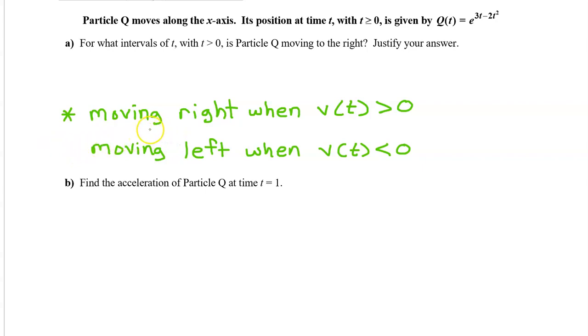Here's a fact that you need to have memorized to answer questions like this. A particle will be moving to the right when the velocity is positive, and the particle will be moving to the left when the velocity is negative. So our strategy is, let's take the position function and use it to find the velocity function. And then we'll make a sign chart to see where the velocity is positive and where it's negative, and then we can answer the question.